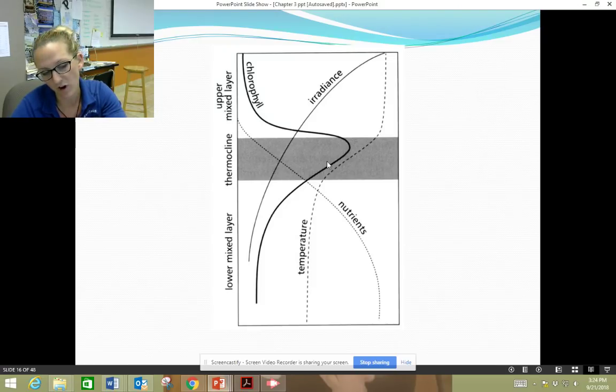I think it's helpful to draw this out. For me, it's a college class. I would draw it out. You do not need to include iridescence. I would do chlorophyll in a green line, temperature in red, and maybe nutrients in orange or blue. I don't care.